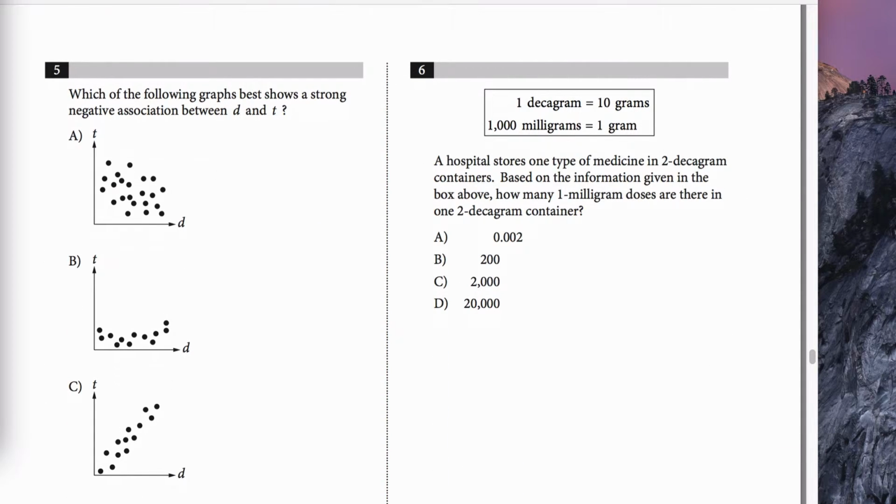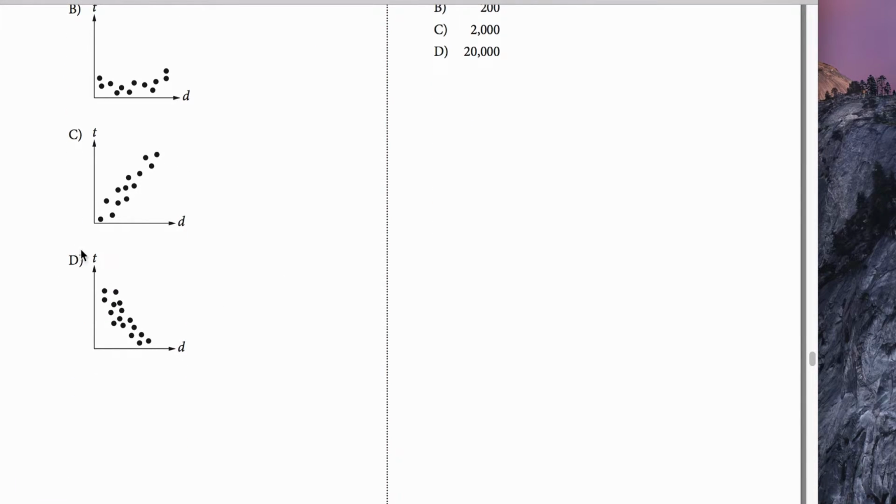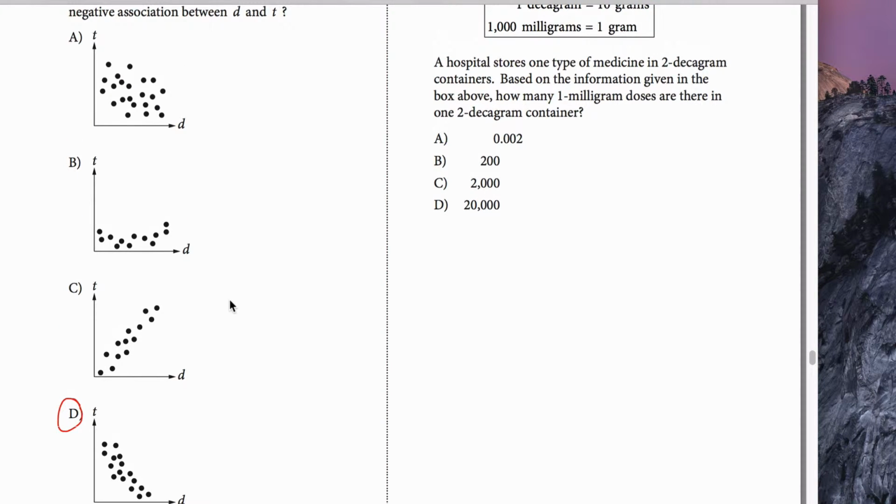Number 5. Which of the following graphs shows a strong negative association between D and T? Well, I guess you need to know what a strong negative association is. If you know what that is, this problem's super easy. If you don't, it's kind of impossible. The answer is D. Negative association means that when one of your variables goes up, in other words, when you read this thing from left to right, the other variable goes down. So when I read this thing from left to right, I want the heights to be going down.